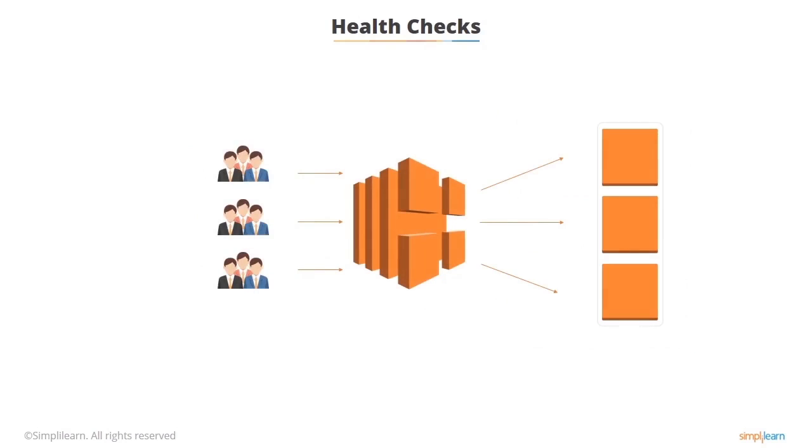Elastic load balancing can also detect the health of your Amazon EC2 instances. When it detects an unhealthy instance, it will spread the load across the remaining instances and no longer route traffic to the unhealthy instance.